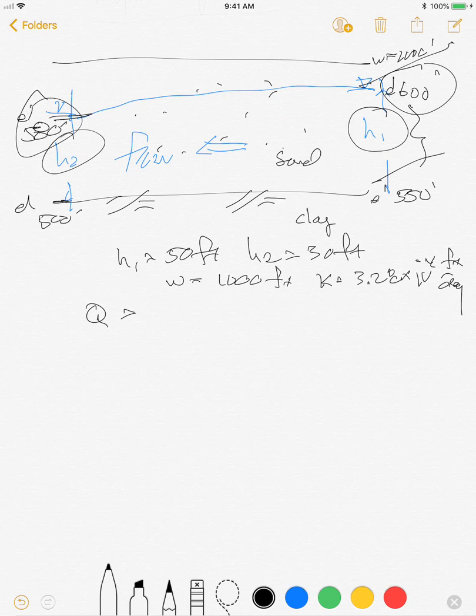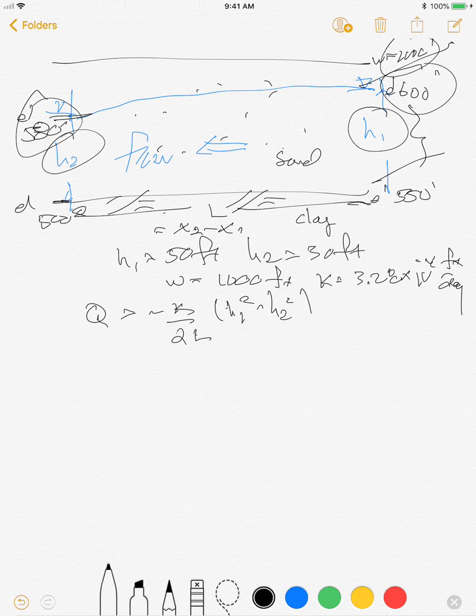But to do these calculations, we want to do everything in the same units. So this is negative k divided by 2L, where L is the distance between these two points. When we did the derivation, L was equal to x2 minus x1. Then we multiply by h1 squared minus h2 squared, multiplied by the width, which is that 1,000 feet. Okay, and so we'll just start putting the numbers in here.